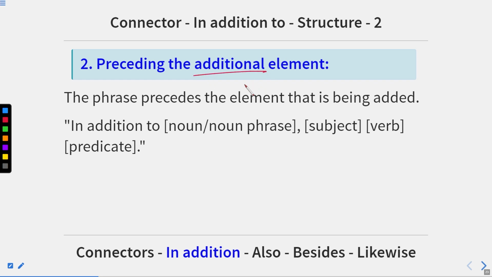Now, preceding the additional element. The phrase precedes the element that is being added. In addition to is generally used before the phrase or the element that is being added. In addition to the noun and noun phrase, after that we have subject, verb, predicate. It means the sentence structure.